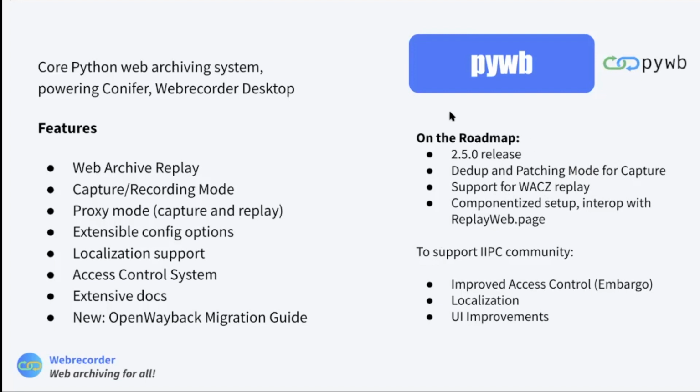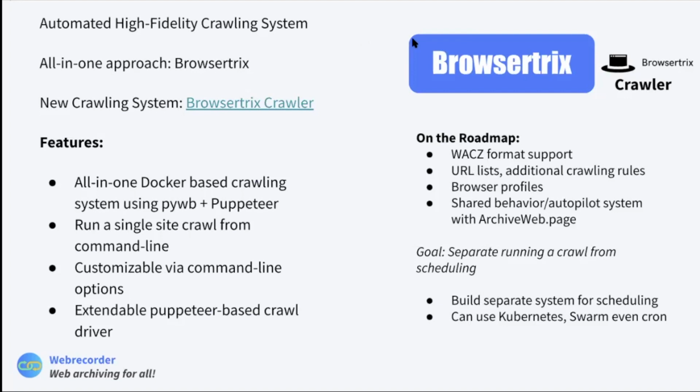And then finally, the next big tool that I want to cover is Browsertrix. Browsertrix is the automated high fidelity crawling system from Webrecorder, and there's a current iteration, which is Browsertrix, and then there's a very new system called Browsertrix Crawler, which we've been working on. A blog post is coming on the system in the near future, but this is basically a refactoring of Browsertrix into an even smaller component, essentially an all-in-one Docker container that can run a crawl.